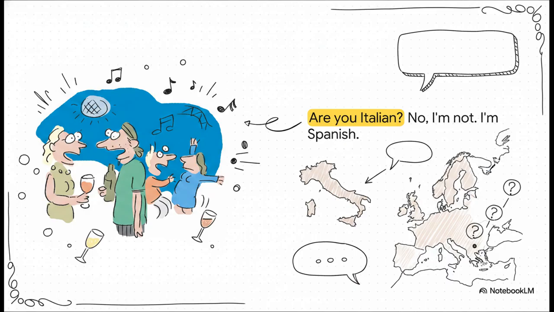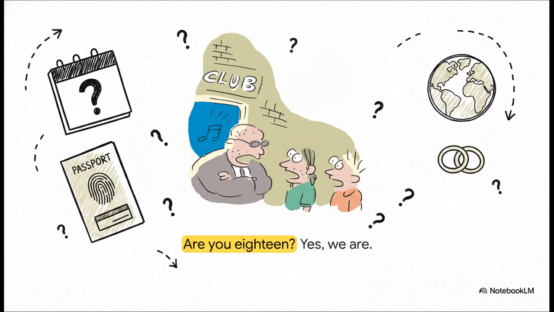The woman asks, "Are you Italian?" And the man replies, "No, I'm not. I'm Spanish." This right here is the verb to be in its absolute most natural, everyday habitat, asking and answering basic questions about nationalities. And here's another incredibly practical use.